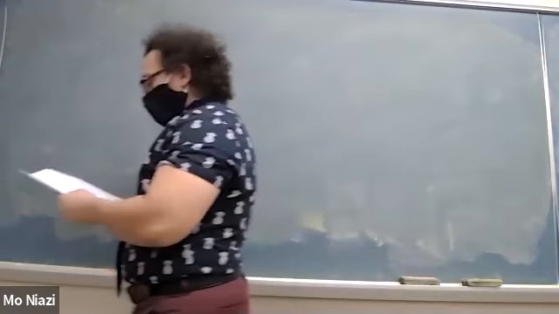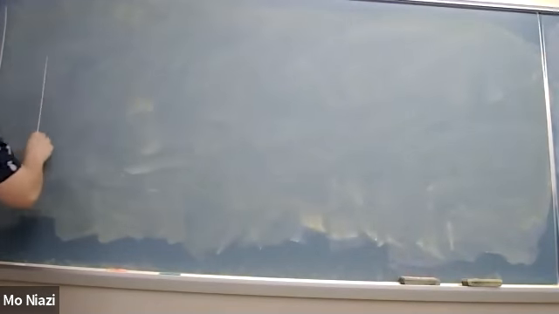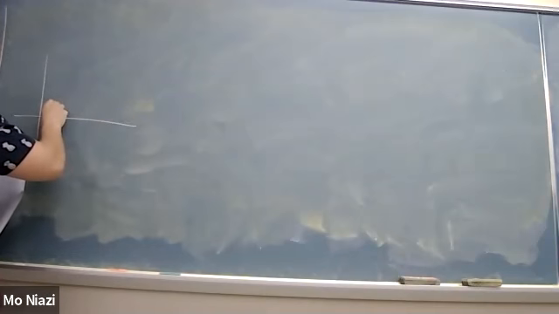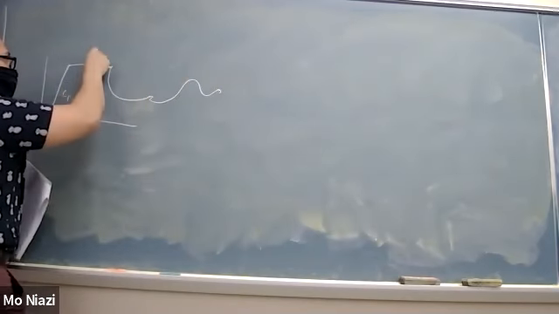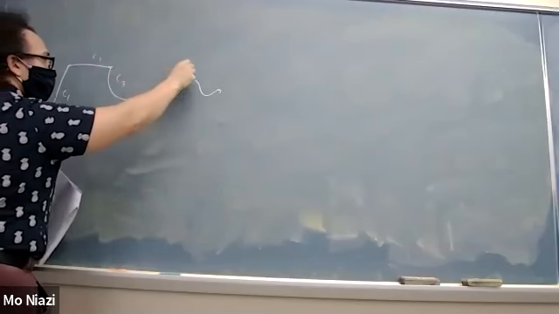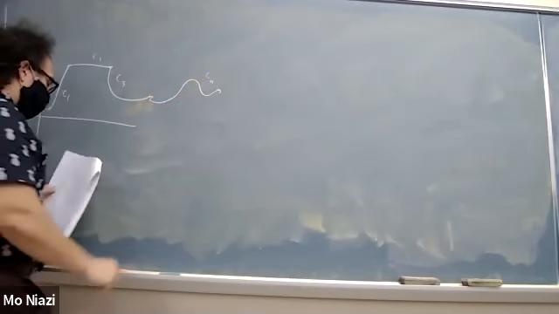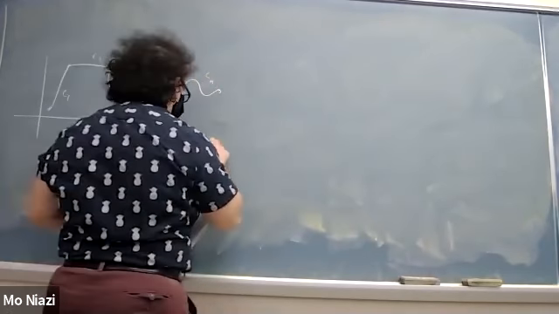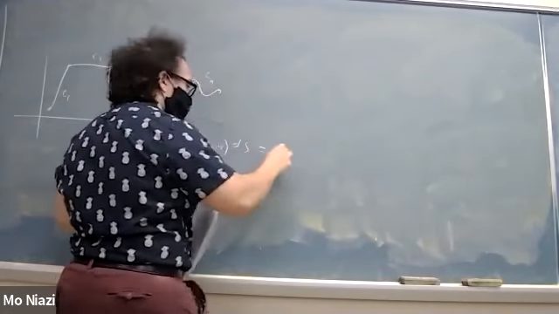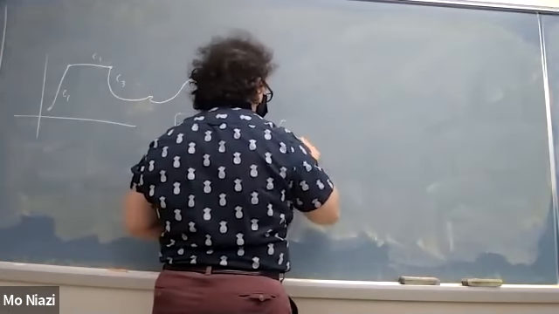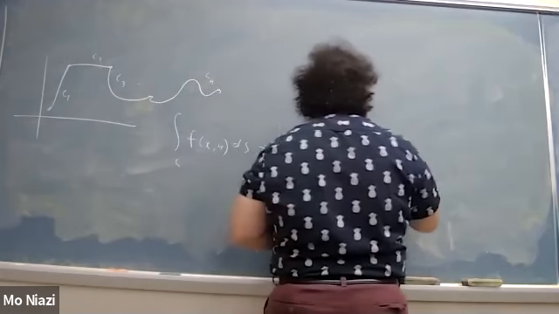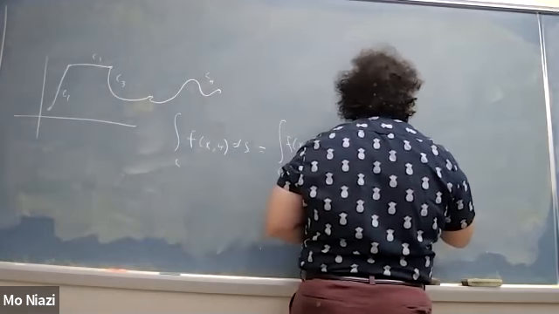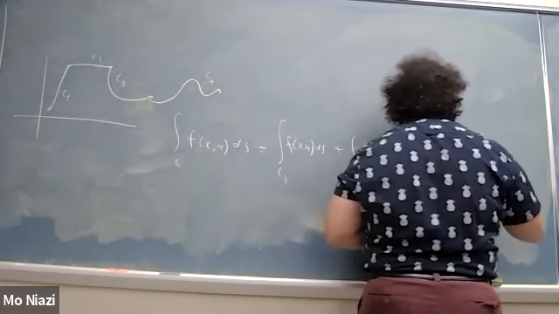What if you have a bunch of curves? You got a curve like this, curve like that, curve like this, curve like that. Here's our C1, C2, C3, Cn. Well, what you can do is you can say that the line integral is what you think it is. You integrate about each of the curves.